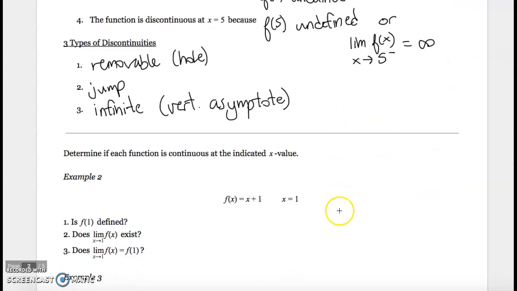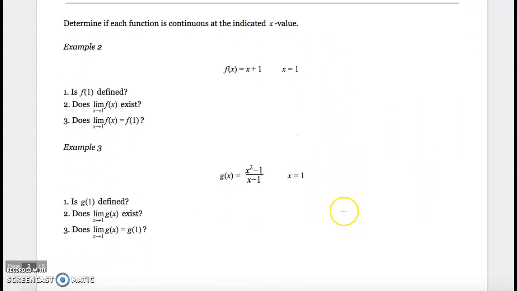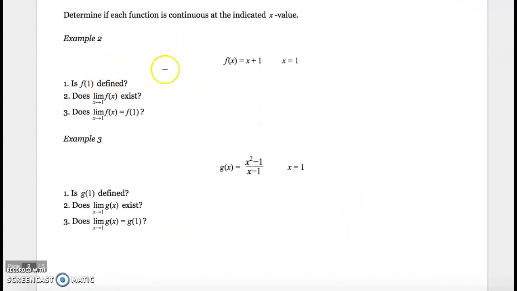Okay. All right, so now we looked at how to look at it from a graph, so now we're going to do it with actual equations as well. So it says determine if each function is continuous at the indicated x value. So we're looking to see if your function passes the 3 steps. So first of all, is f of 1 defined? Does the limit exist? And then do they equal each other? This is all you have to show when you're trying to show that something's continuous.